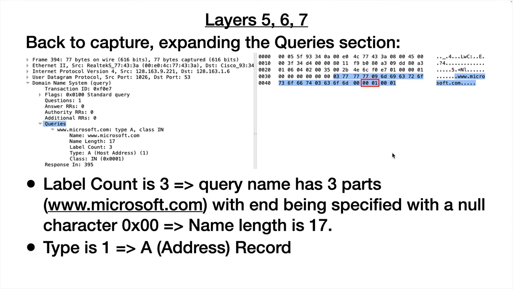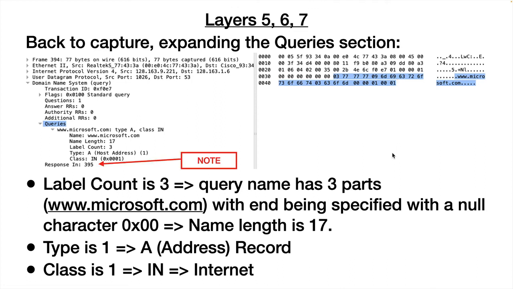The way we got that is by looking at the type of record. Right before that record, the 00 is the null that terminates the string. And then finally, the type is 1, which means it's an address record, and the class is 1, which means it is an internet record. Note, this is packet 394, and it tells us that our response is in 395.